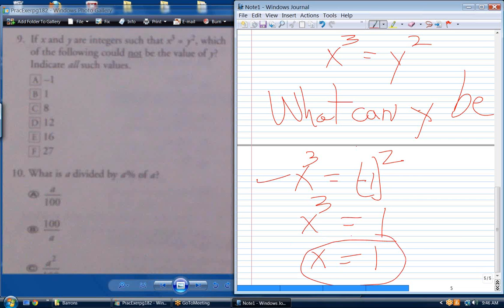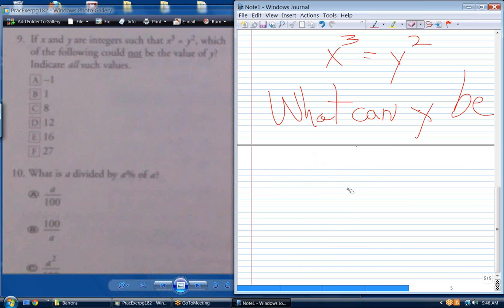Yes, x could be 1. And our only restriction is that x and y have to be integers. So as long as we get an integer, not an irrational number like the square root of something, we'll be fine. So A works. How about B?